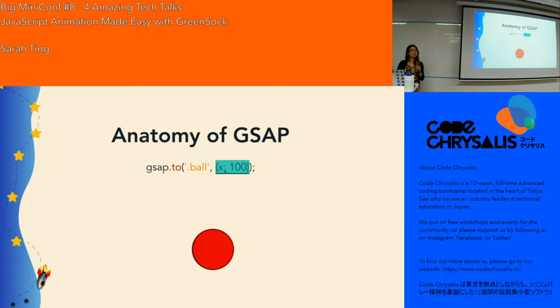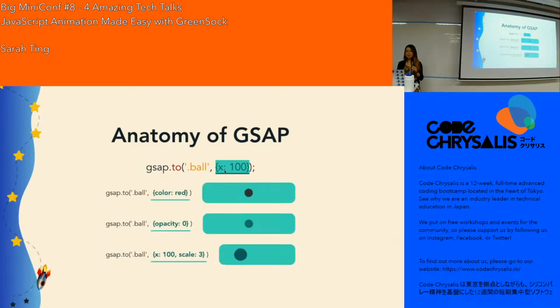As you've probably guessed, GSAP can animate a lot of other things aside from positions, so I've got some other examples. In this case, we're telling GSAP, hey, change the color to red. In this case, we're telling GSAP, change the opacity to 0, and GSAP makes it fade out of existence. The third example is a little bit more special. We're tweening two properties at the same time.